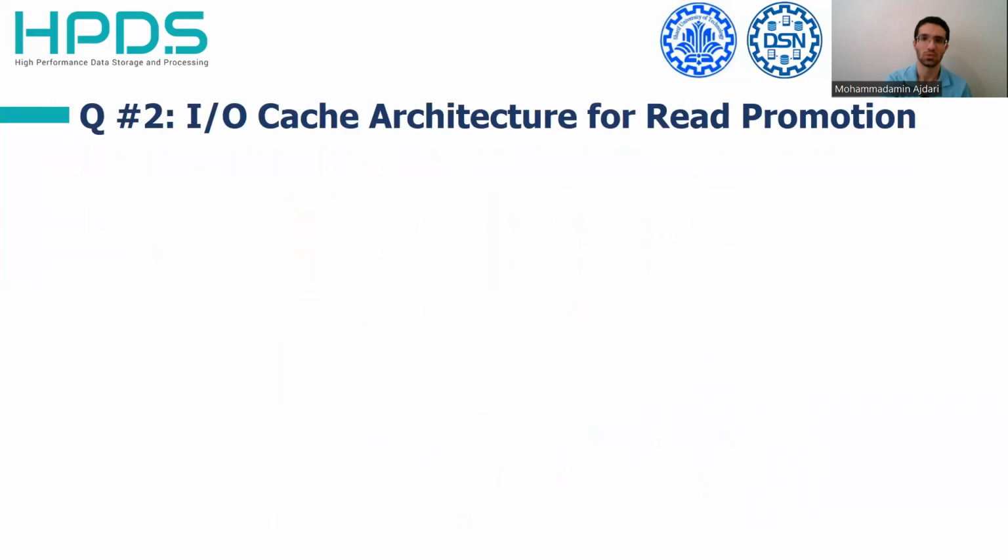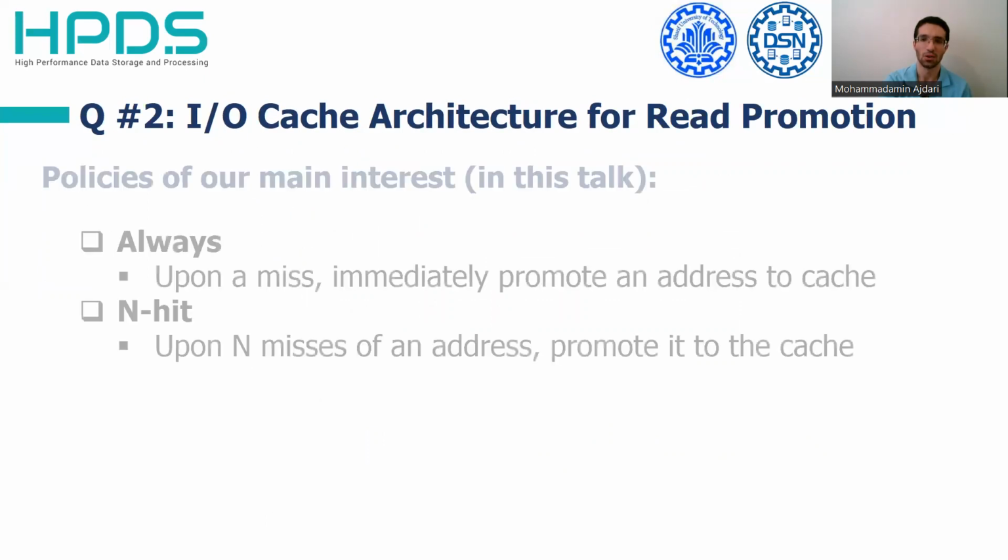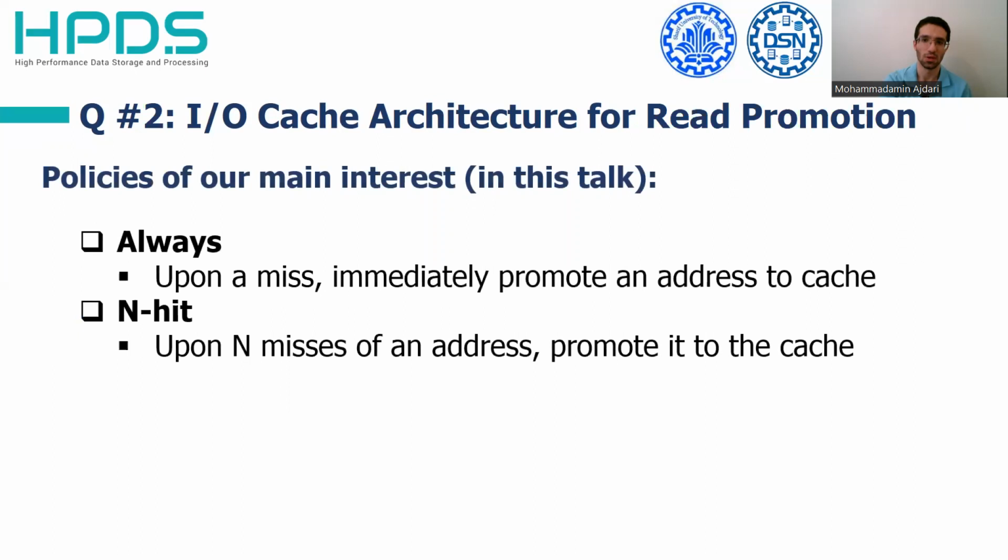Our second question is, which promotion logic architectures best suit the read-intensive workloads in emerging fast environments? I go over two promotion policies in this talk, namely always and inhit. Always policy immediately promotes a missed request to the cache, and inhit promotes a block only after n misses of that address.